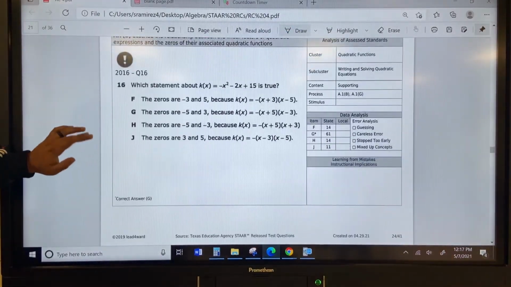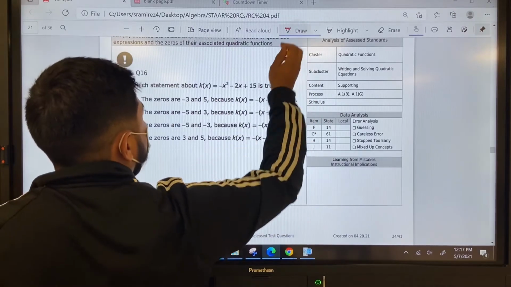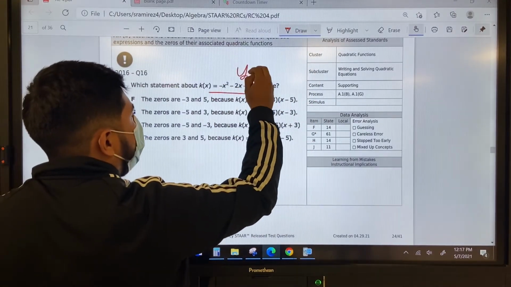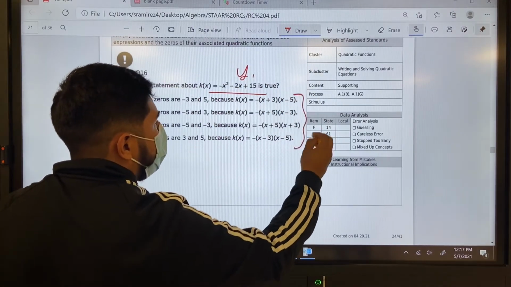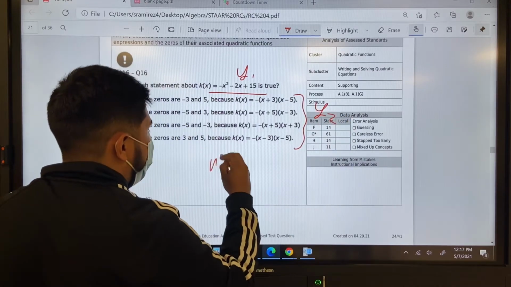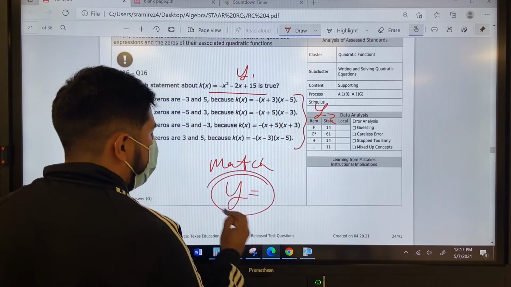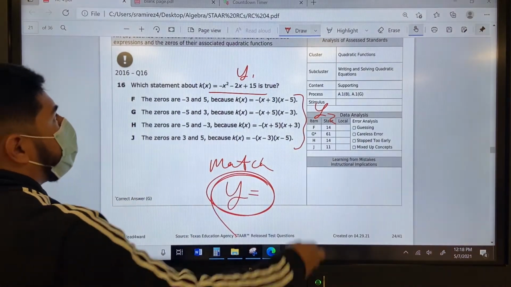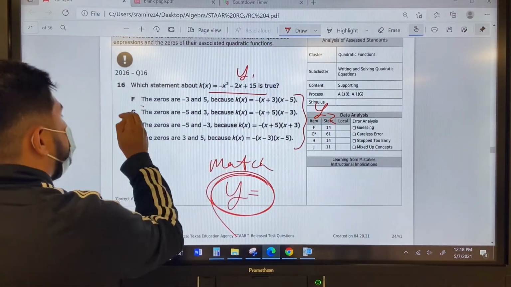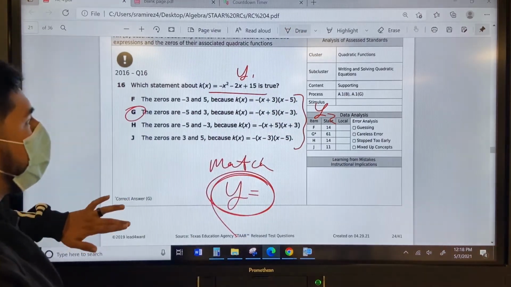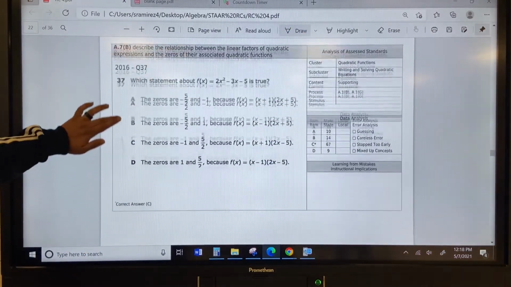Y equals, ladies and gentlemen, again, y1, all of these in y2 match. Y equals our best friend. Real quick, the correct answer is G if you want to check it out. Practice. Same thing.